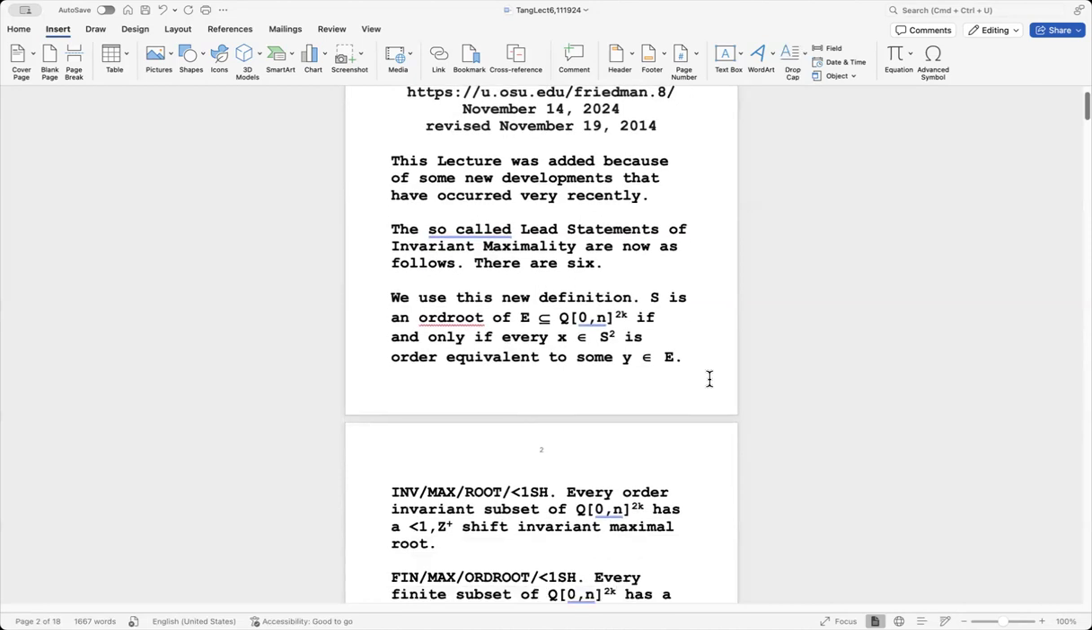And I took out one. Actually, that was an earlier version of free choice that we're going to talk about. I pulled it out and replaced it with another statement in the invariant maximality tradition.